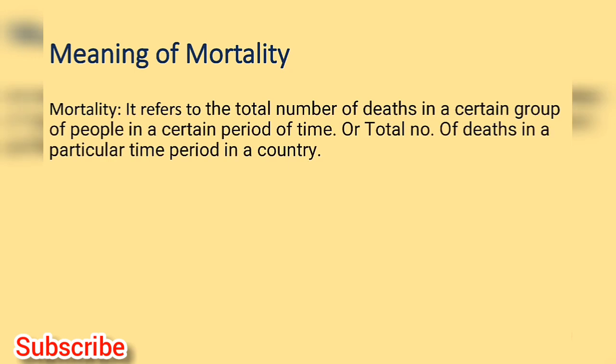Now what is the basic meaning of mortality? All of you should first have an idea about mortality. It's a very simple thing. Mortality is the total number of deaths in a particular specified time period in a country. So when we talk about the number of deaths in a year, it is called mortality. Mortality basically refers to the total number of deaths in a certain group of people in a certain period of time, or the total number of deaths in a particular time period in a country. So this is the simple meaning of mortality.